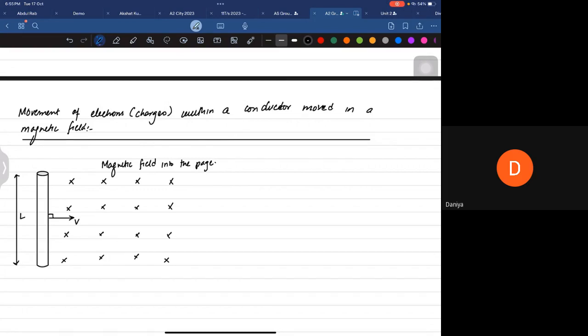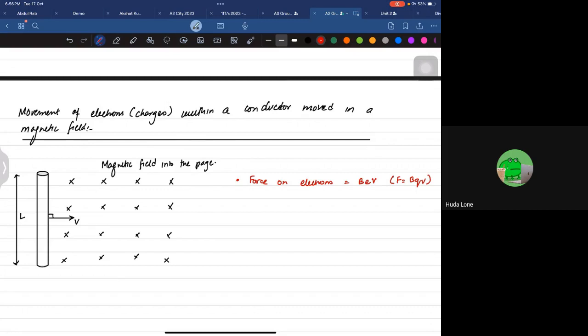When it is moved, you need to understand that the electrons will feel a force because of the magnetic field itself. How? Because we know that force on electrons is equal to BeV. Basically, it's the formula that comes from BQV. I'm writing e because I want to show you the charge on an electron. Is it clear?